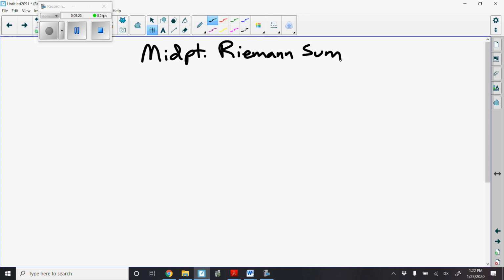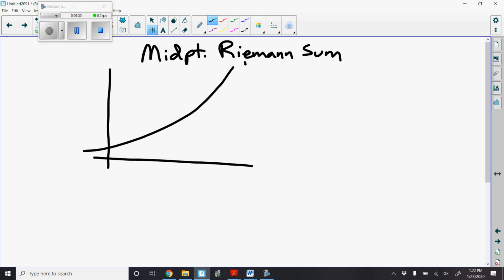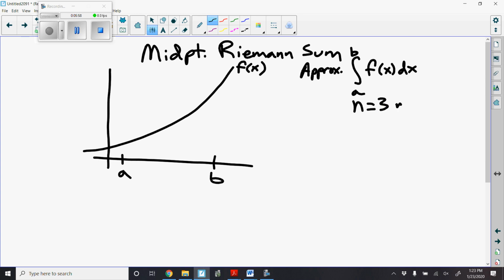Okay, so I'll draw a sketch kind of like yesterday's. We have some function doing this. And again, we're using a Riemann sum to approximate an integral. So we're going to try to approximate the integral from a to b of f of x dx. Okay, so let's put a somewhere and a b somewhere. Let's say this time we're using n equals 3 midpoint sums.